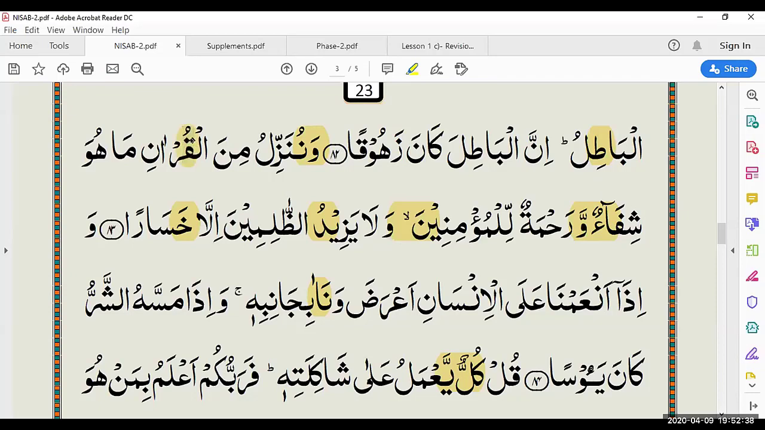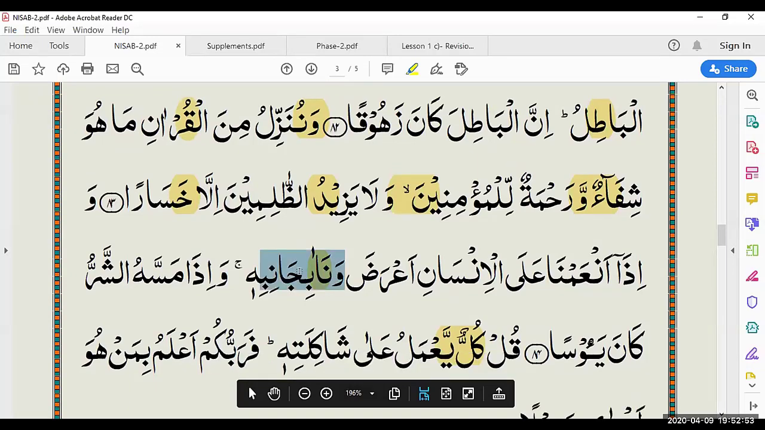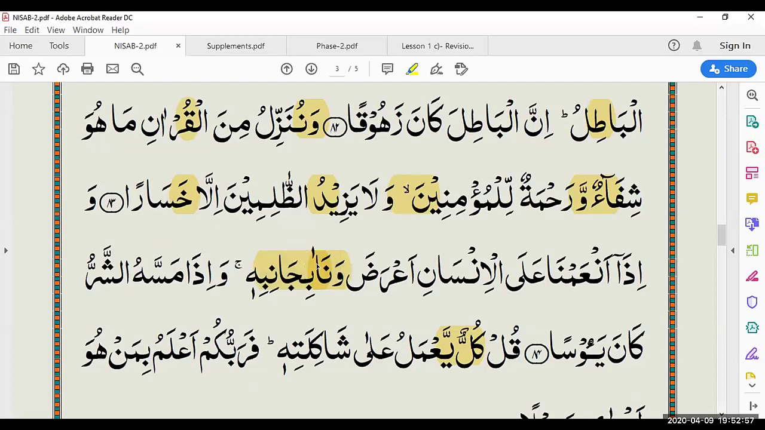And also, qaf. Is this a thin letter or a thick letter? It's a thick letter. Well done. So when you're reading it, make sure it sounds like a thick letter. It didn't sound like a thick letter. Okay. How did you pronounce this? Wana abijani. Okay, well done. This time is correct. Last time we said wana bijanibi.